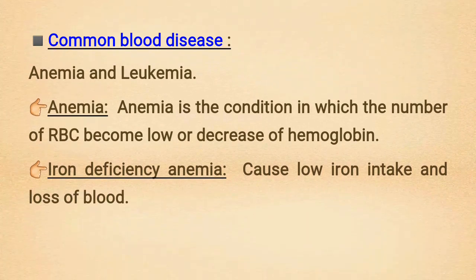Common blood diseases: anemia and leukemia. Anemia is the condition in which the number of RBC or red blood cells becomes low or hemoglobin decreases. Iron deficiency anemia is caused by low iron intake and loss of blood.